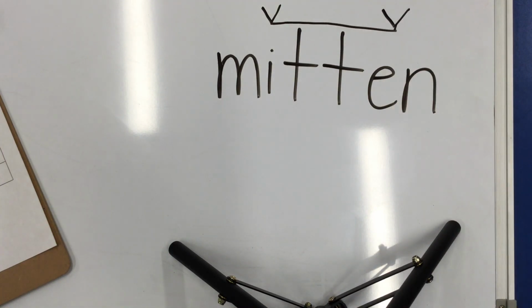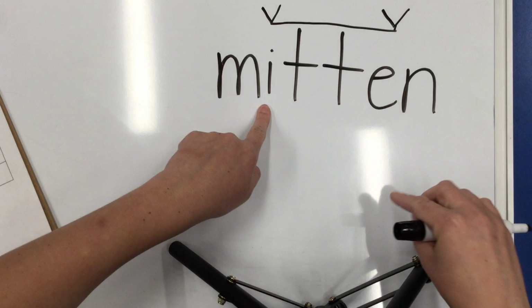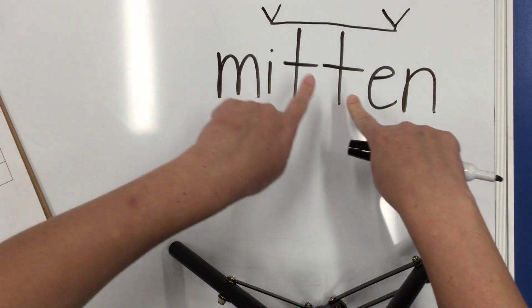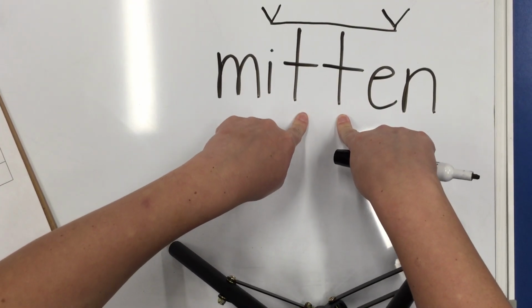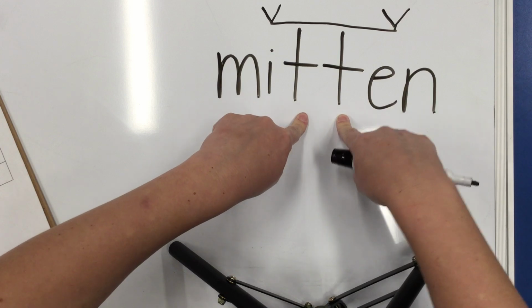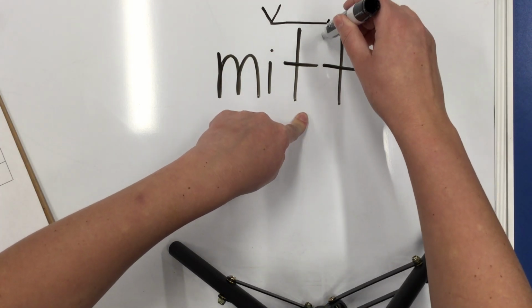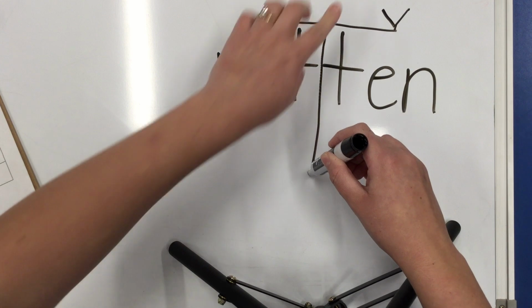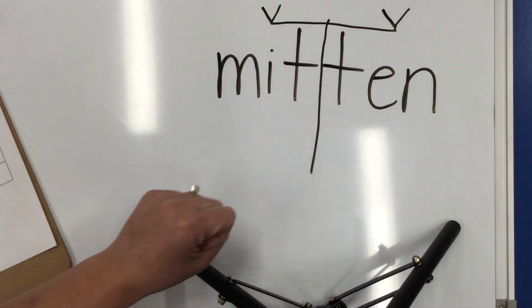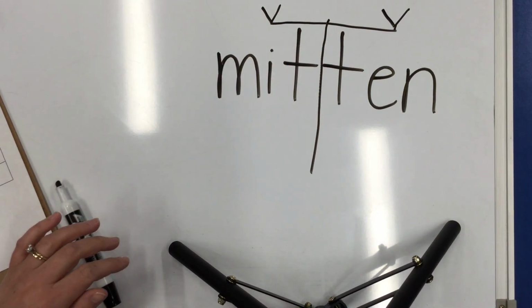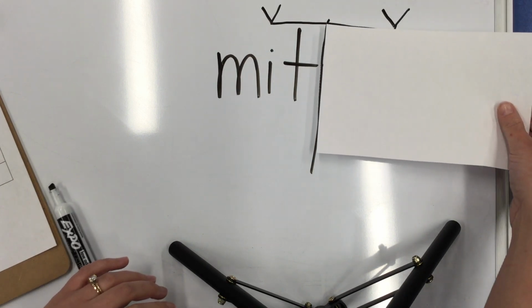Okay. Now, here's my vowel here. Here's my vowel here. And look what's in the middle. Those two consonants. Okay, so if you remember, you're going to divide the consonants apart. You're going to split them between. You're going to put a line between them.